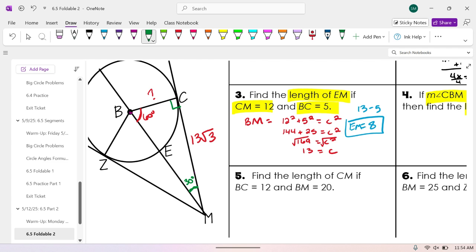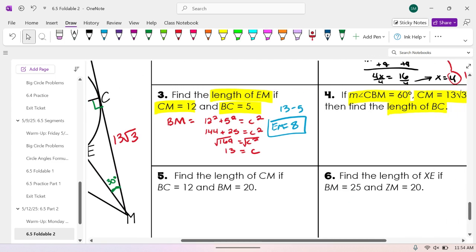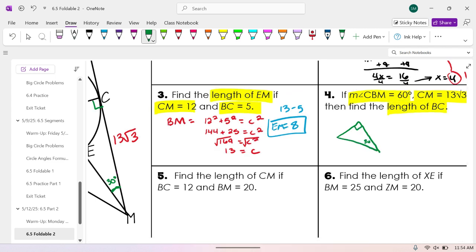All right. So here's my question to you. If this is a special right triangle, I'm just going to draw it over here real quick. Right angle, 30, 60, B, C, M, 13 square root 3. Let's call this X. So if this is a right triangle, and it's a special right triangle, it's a 30, 60, 90 triangle. Remember, we talked about this briefly last week. It should be written down somewhere in your journal from last week.